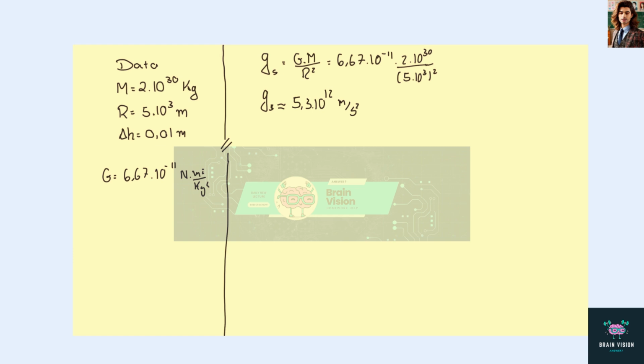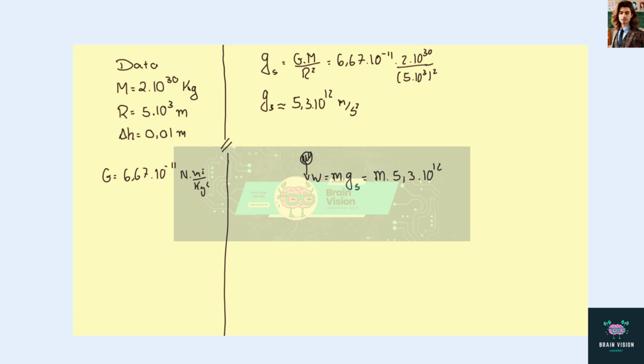Now, we proceed to calculate what is the acceleration of this object that is falling on the surface of that star. So, there is some object falling. Therefore, there is a weight force pulling it down. That weight force is given by the mass of the object times the acceleration of gravity on the surface of that star. So, the weight force is equal to the mass of the object times 5.3 times 10 to the 12.